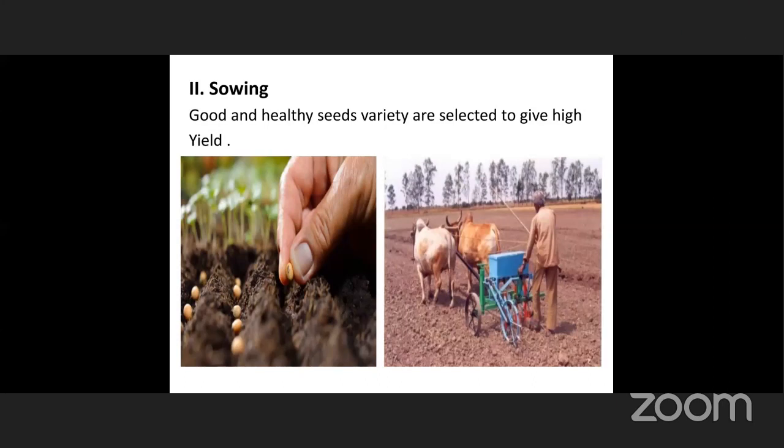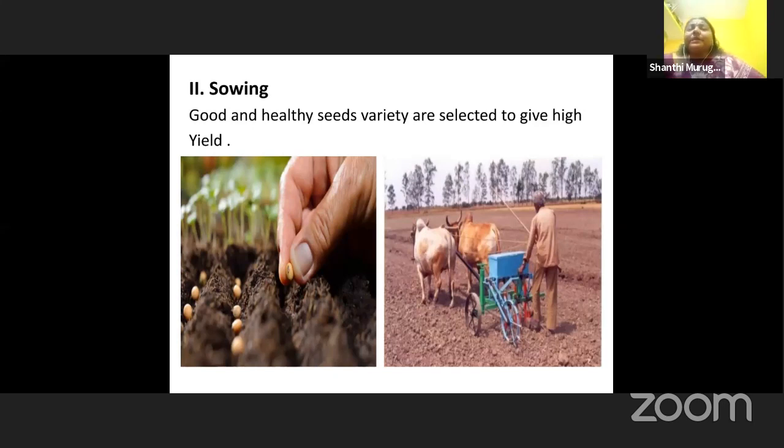Sowing means what, ma'am? Sowing means selecting the seeds and just placing them in the soil for cultivation. In Tamil, they used to say vidaital. Okay. Thank you.